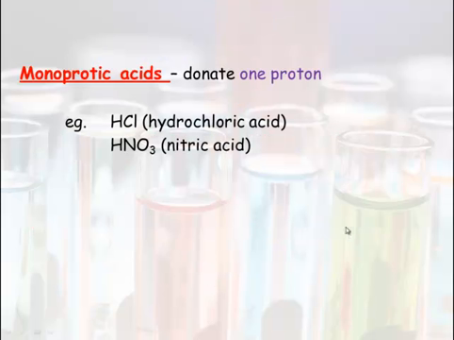Okay. Something else we need to talk about, a couple of other terms. Monoprotic acids. The word mono means one. Monoprotic acids donate one proton. So something like hydrochloric acid only has one proton, so it can only donate one proton. Nitric acid only has one proton, so it can only donate one proton.